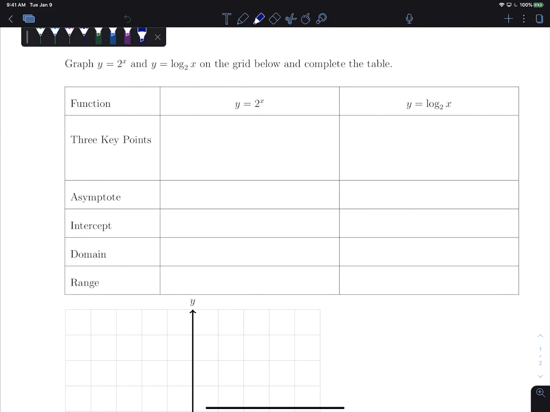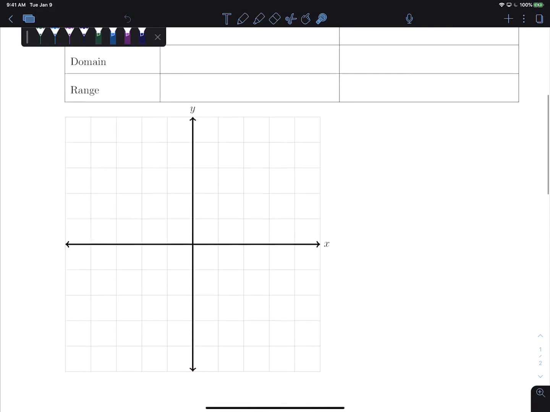Hello. In this video, I want to go ahead and start looking at graphing logarithms. So first of all, I want to graph y equals 2 to the x and y equals log base 2 of x on the grid below, and I want to complete this table. So the functions that we're looking at are y equals 2 to the x and y equals log base 2 of x.